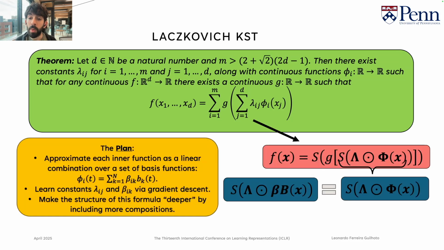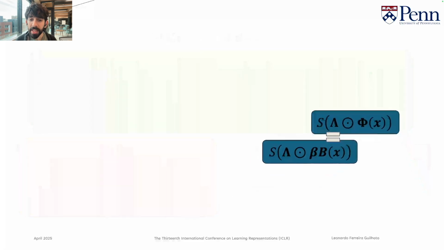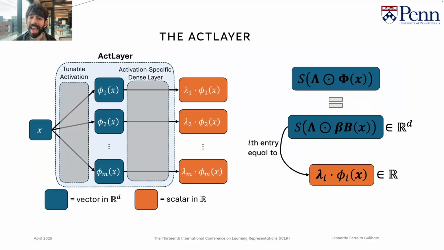Using this formula, we approximate the unknown univariate functions as linear combinations of basis functions and learn the relevant constants via gradient-based methods like Adam. We also generalize the structure of this formula to allow more compositions, making the final architecture deeper and more expressive. Using some linear algebra, we isolate a key block from the theorem's formula, enabling parallel computation on GPUs. This approach results in a unit we call the ActLayer.